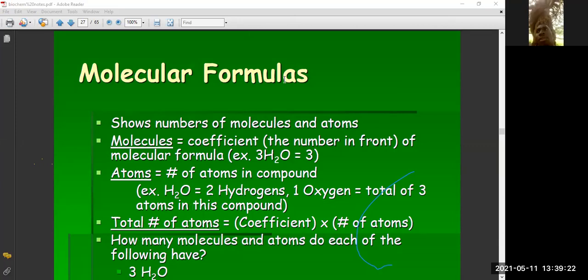Okay, so molecular formulas show numbers of molecules and atoms. Molecules is equal to the coefficient, the number in front of the molecular formula. For example, here, 3 H2O is equal to 2. How this is made is involved when balancing this equation. So we'll understand this later as we go on. But now let's just pay attention to how this is moving the points.